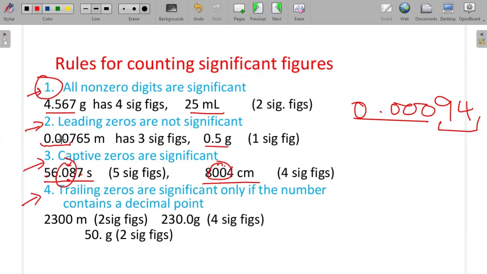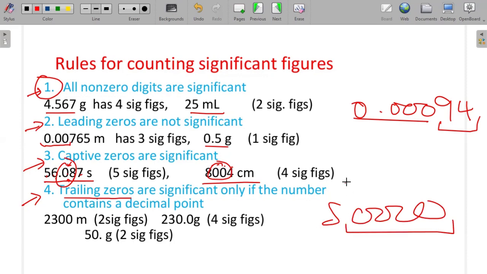Okay, so the trailing zeros are the zeros that come after non-zero digits. I can write 5,000 like this. These zeros coming after this non-zero digit are the ones we're calling trailing zeros. Trailing zeros can be significant or they cannot be significant. In what case are these trailing zeros significant?